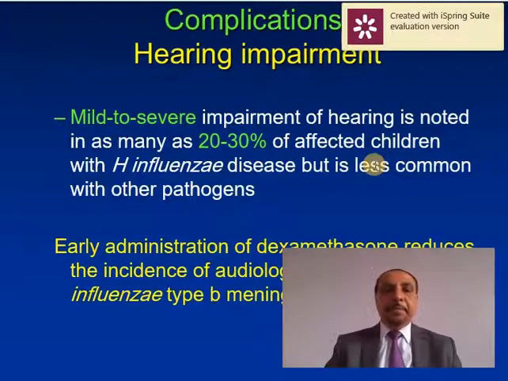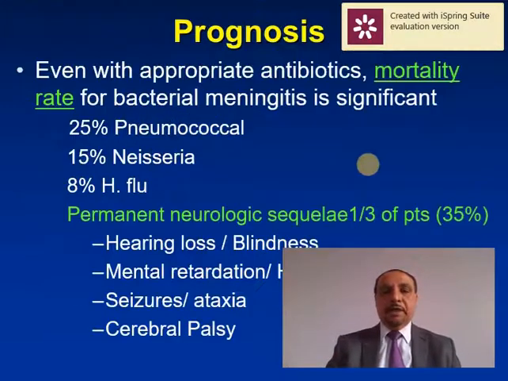Hearing impairment, mild to severe, is noted in as many as 20 to 30% of affected children, especially in Haemophilus influenzae type B disease. But this is less common with other pathogens. Note that early administration of dexamethasone reduces the incidence of audiologic complications in Haemophilus influenzae type B meningitis. That's why we give steroids before the start of the antibiotic.